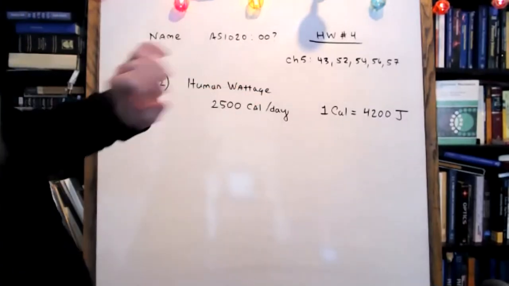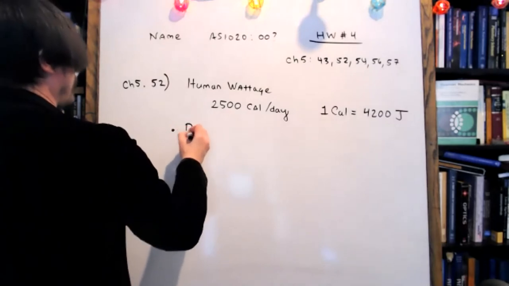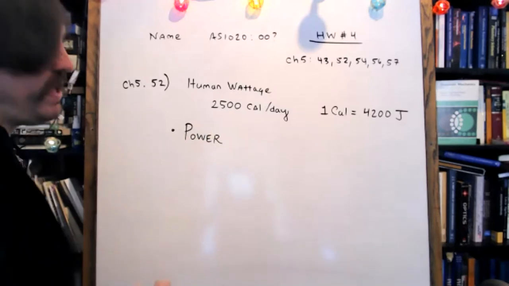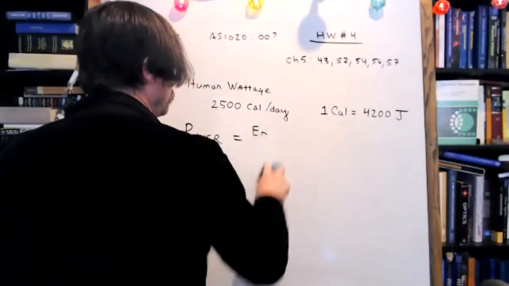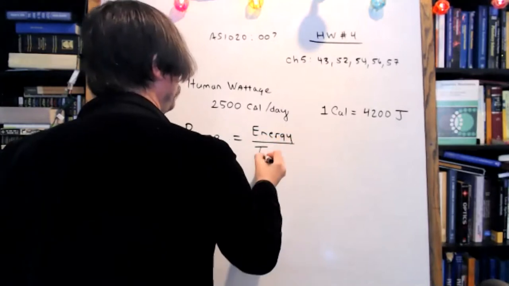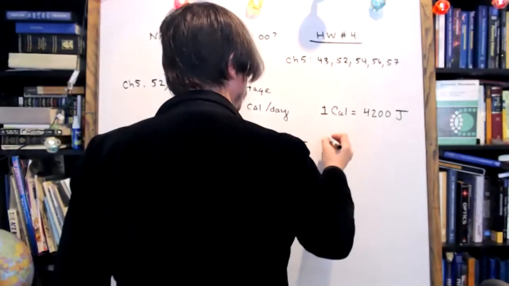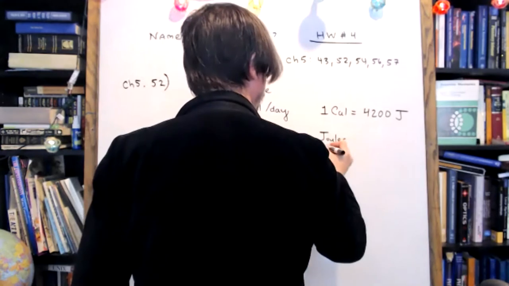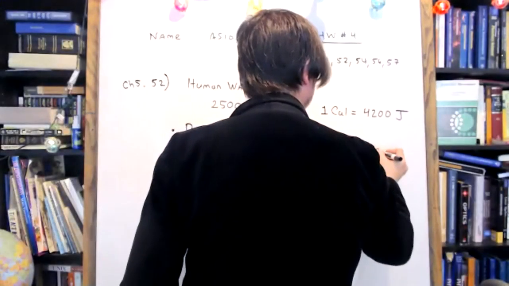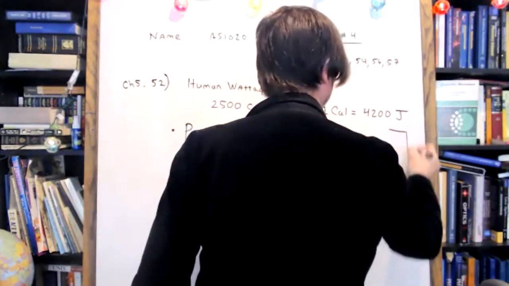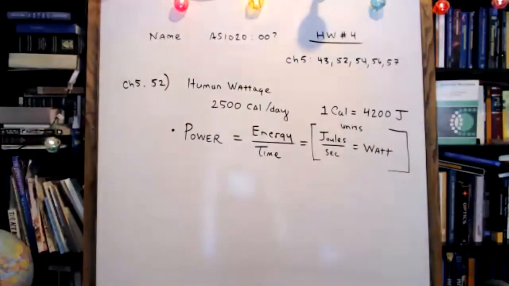One thing I didn't do today, I realize now, I covered almost all of these problems, but I did not quite get to power. So here's the quick and dirty about power. The power of an energy-using system is defined as the energy use per unit time. In the MKS system, those have units of joules per second. And we define joules per second as a watt. Everything you see in brackets here are units. So it's a pretty simple definition.